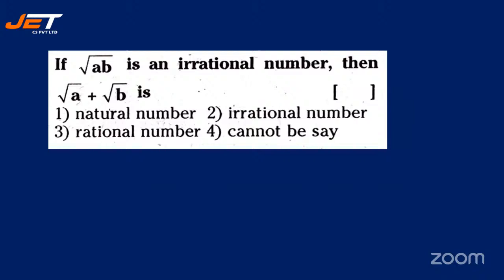If root AB is an irrational number, then root A plus root B is: natural number, irrational number, rational number, cannot be said. Nothing can be said. I'll give you another 10 seconds, students. No, I'll give you 20 seconds.